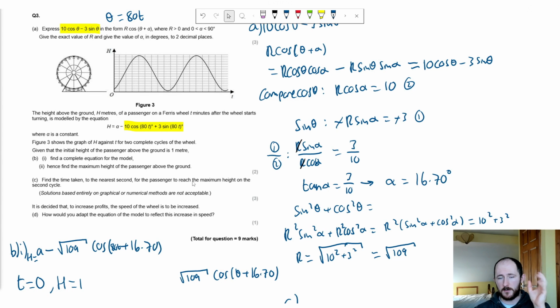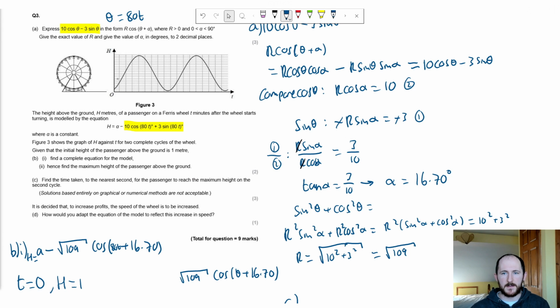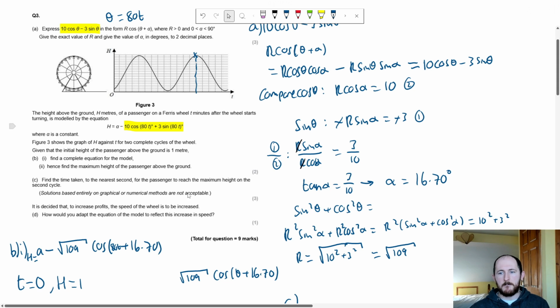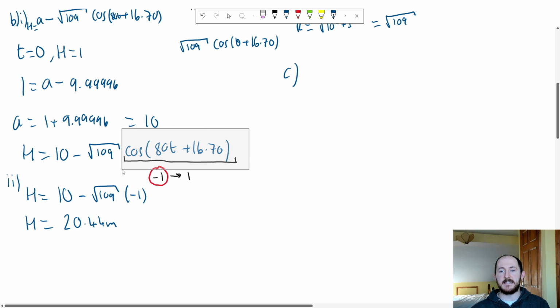For part 3, there's 2 ways to do this. And I'm actually going to use the way that's very mathematical, because I think that will apply to the most number of people. But again, I'll explain the other way. It says here, find the time taken to the nearest second for the passengers to reach the maximum height on the second cycle. So in other words, if we look at this graph, they want that time. Now, maximum height, don't forget, is when this is a minimum. Okay, it's a minimum value.